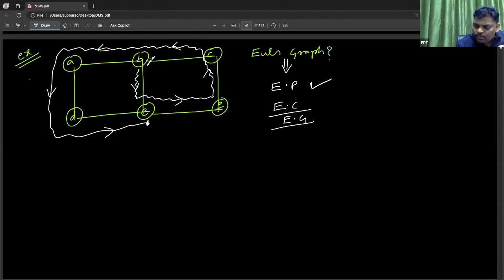Starting vertex is B, but ending vertex is E. Both are not the same, so Euler circuit is not possible. If anyone says Euler circuit is possible, please let me know. Remember, if these two are possible, then it is a Euler graph. One fail, also fail. It is a very interesting question to ask you. Given graph is a Euler graph or not?